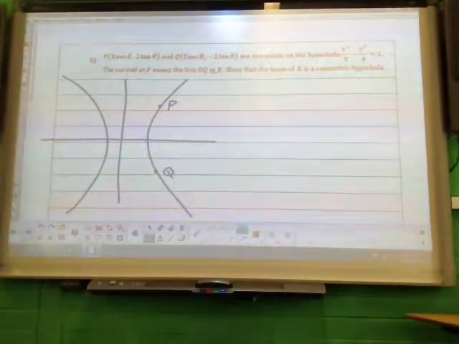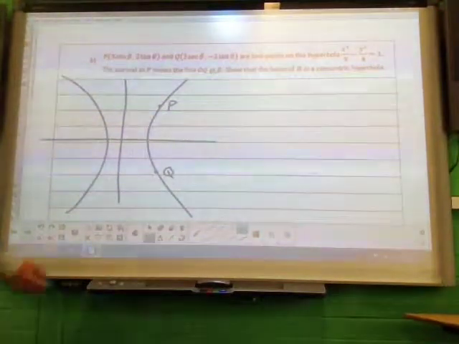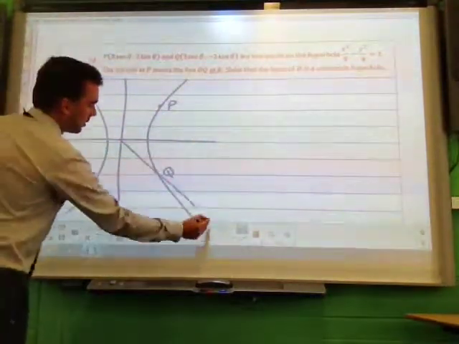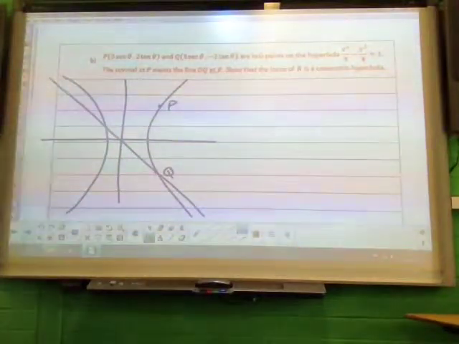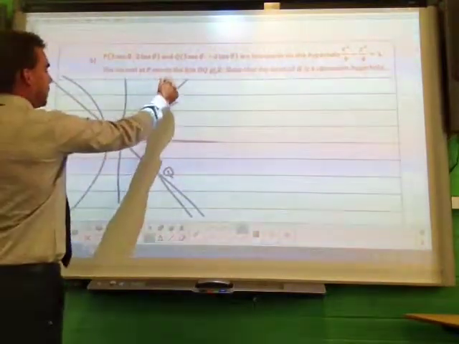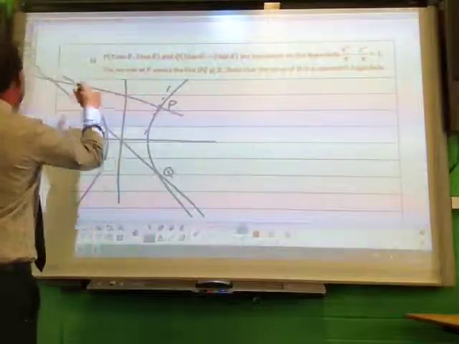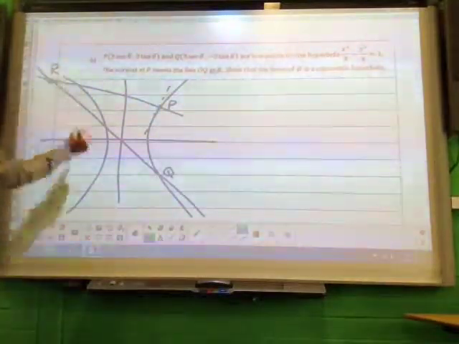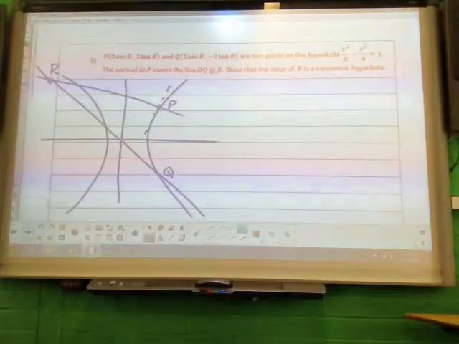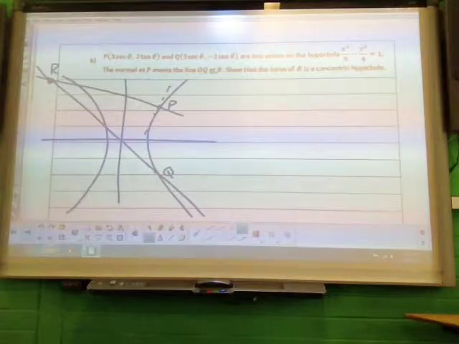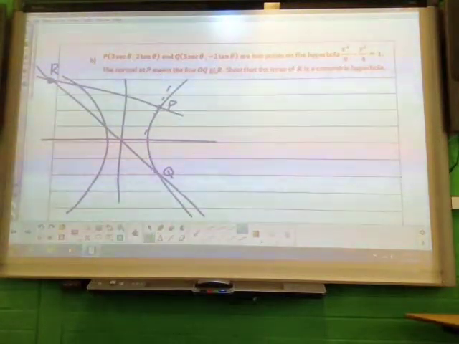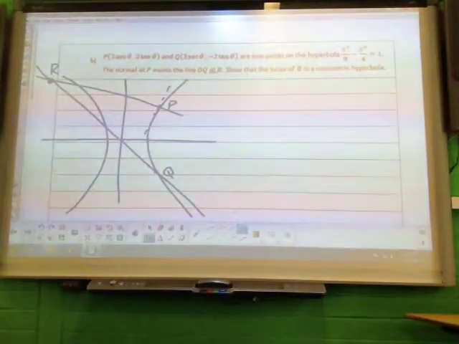So, the normal at P meets the line OQ. Alright, so let's put in the line OQ. The tangent will be somewhere like this, so the normal is going to be the perpendicular, and that's your pointer. Okay, so we now need to show the locus of R is a concentric hyperbola. In other words, show it's a hyperbola with the centre at the origin.